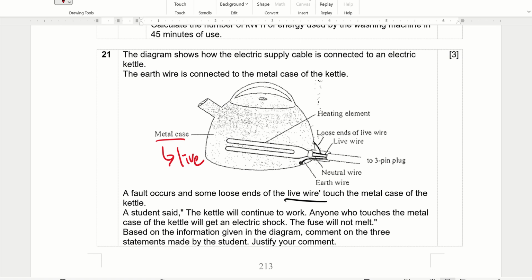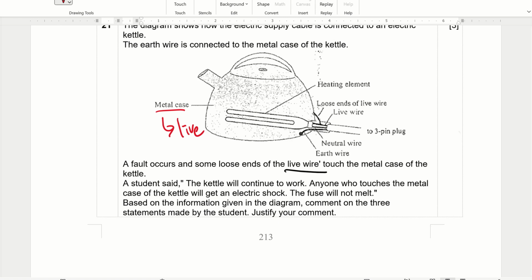Anyone who touches the metal case of the kettle will get an electric shock. Is this true or false? And lastly, the fuse will not melt. Okay, so based on the information, comment on the three statements. So will the kettle continue to work?